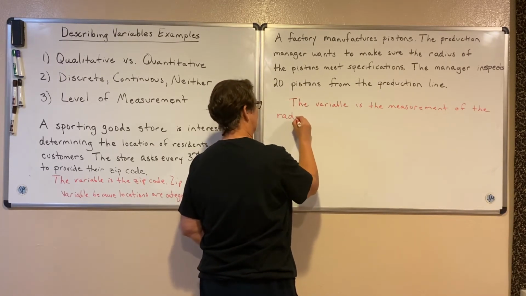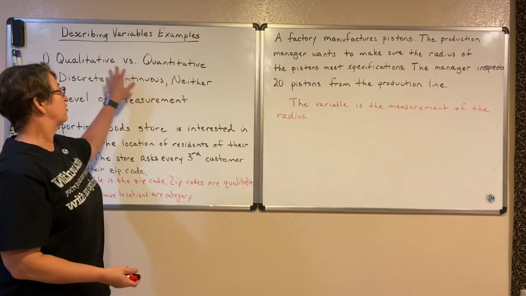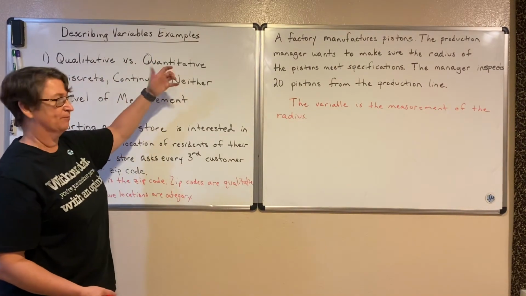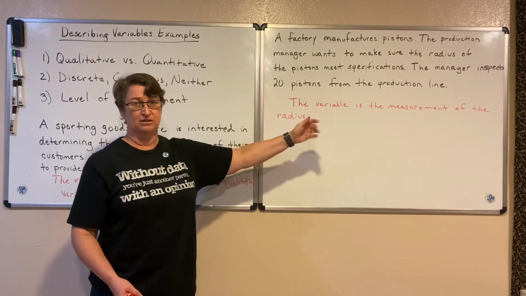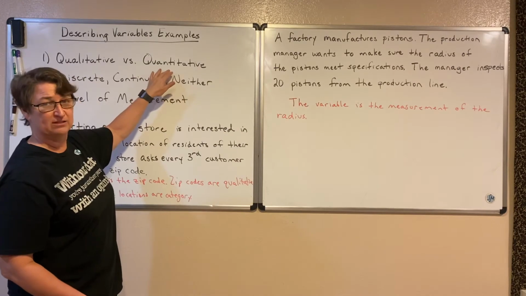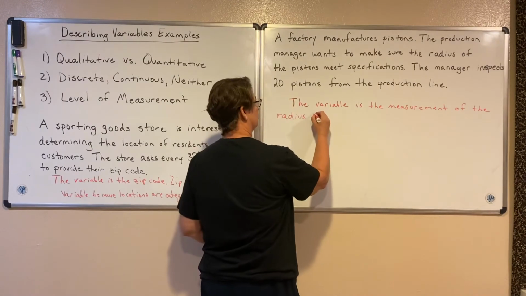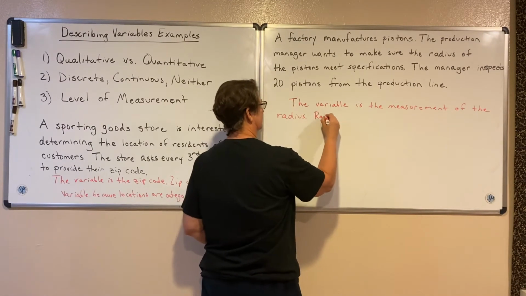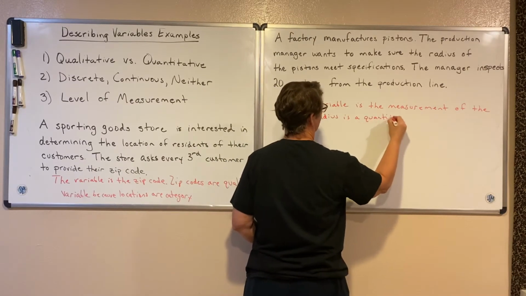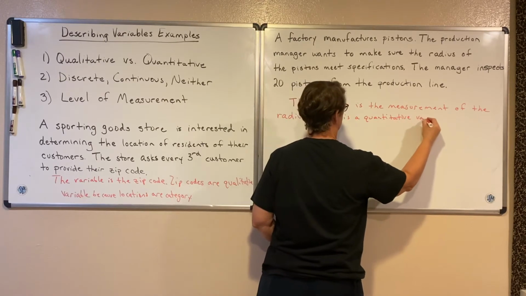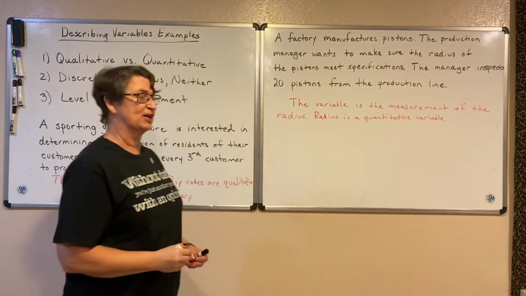And again, let's decide, is that a qualitative or a quantitative variable? Is it just a category, or is it a count or measurement? Well, we kind of gave it away when we described the variable, because it says it's a measurement. Since it's a measurement, it is a quantity. It's a quantitative variable. We're going to record numbers. We're going to record a measurement.